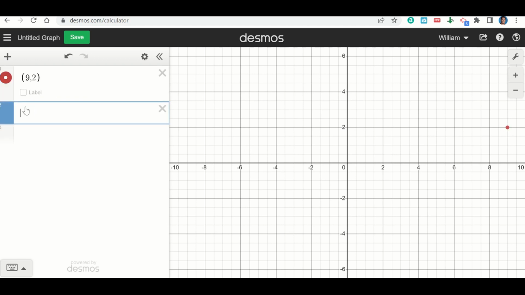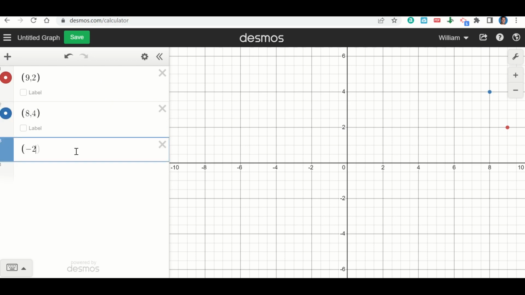If I want to add another one, let's call this 8, 4. Again, there's my next point. So I can plot as many points as I need to by using this format of parentheses and then the x coordinate, y coordinate, and then closing the parentheses. And I can graph any points that I want. So negative 2, negative 5. Puts the point right there. So I can graph as many of these points as I need to, and Desmos will do it for me. So that's how you can let Desmos check your work for you.